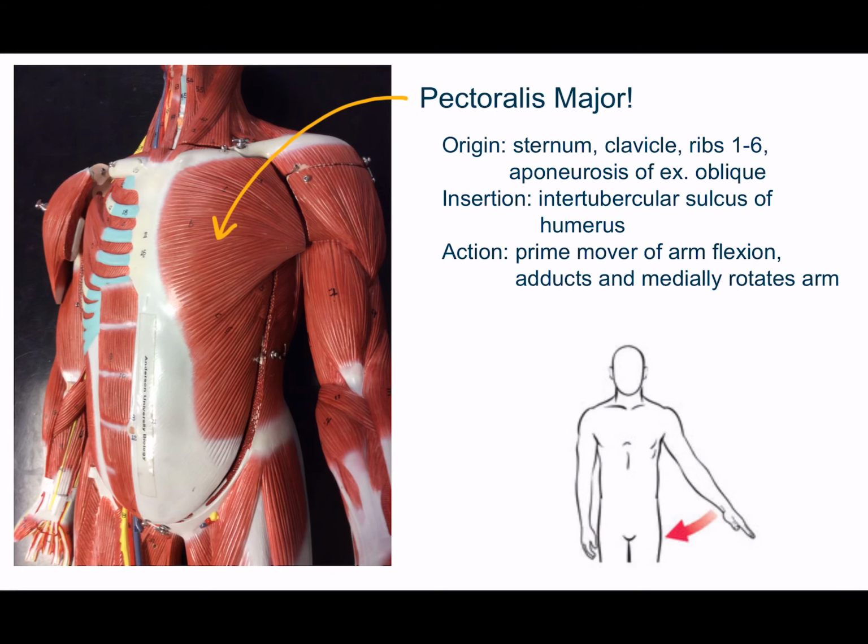It's going to insert on the intertubercular sulcus or groove, which is easier to say, but I typed sulcus everywhere before I realized you didn't teach it to us as sulcus, of the humerus, which is right between the tubercles of the humerus. It's easier to see on a picture. But its action is the prime mover of arm flexion, and it's going to adduct and medially rotate the arm. There's a medial rotation diagram later, but for right here I was focusing on adduction of the arm.